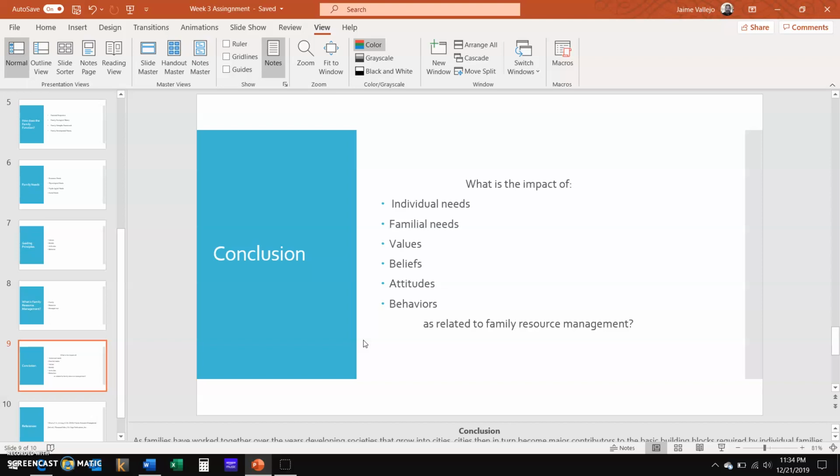Since families are made up of individuals, then it stands to reason that these characteristics would permeate the family unit. The values, beliefs, attitudes, and behaviors demonstrated within the family unit help to reinforce and solidify the identity that is created by its members, that also serves to unite the group through an ongoing timeline. These factors are not only impactful to the family resource management, but without these factors, there would be no reason to manage any resource that relates to the family. There cannot be one without the other. That's the conclusion of my presentation.